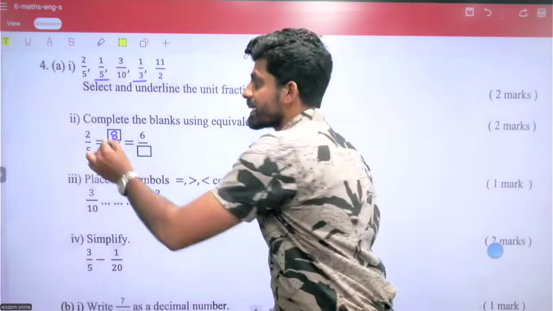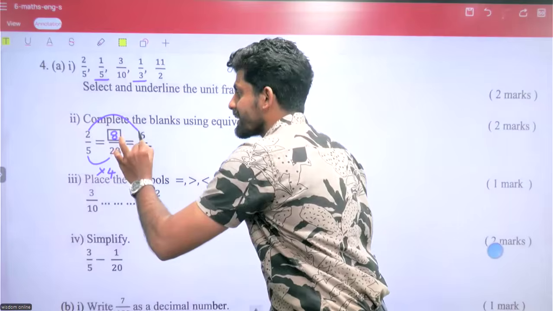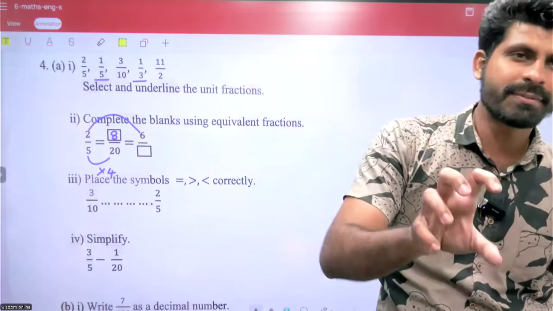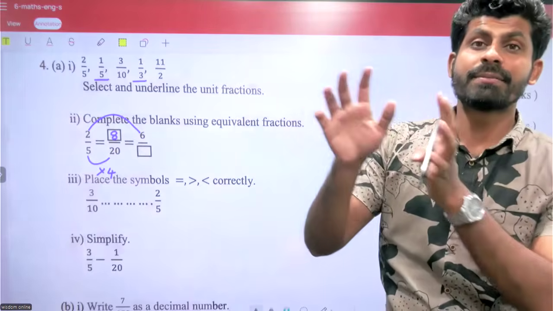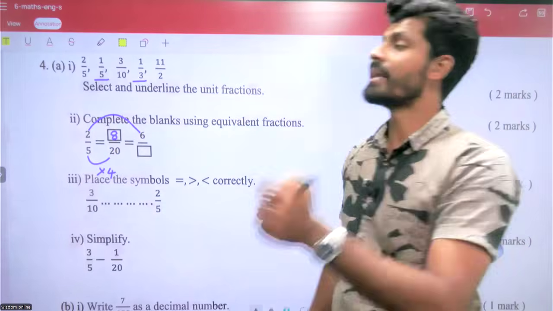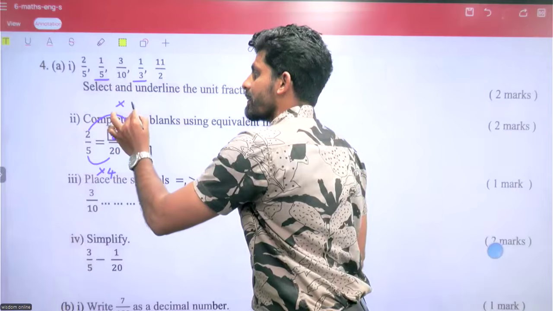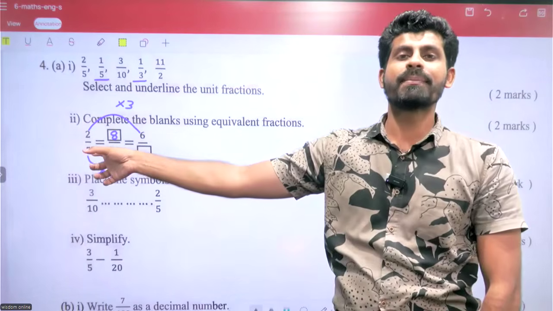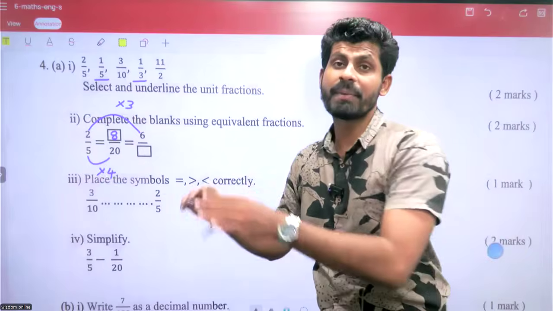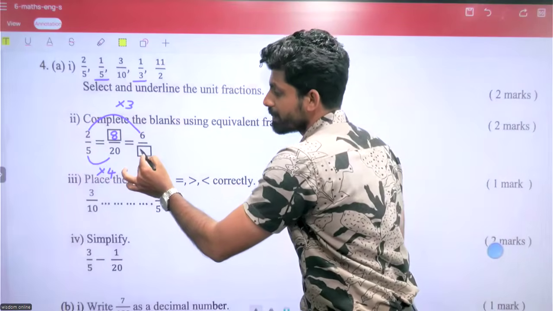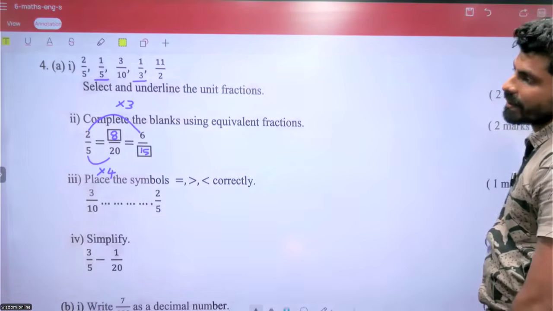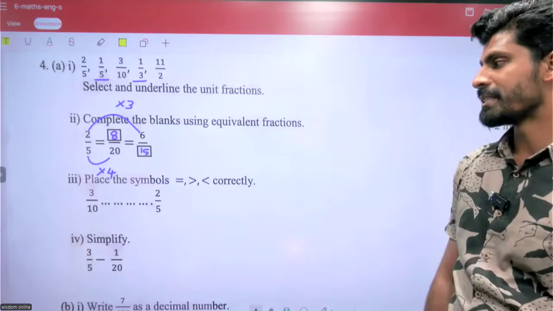Just consider 2 and 6. How to convert 2 to 6? That means multiply by 3. And the denominator also you need to multiply by 3. That means 5 multiplied by 3 means 15. Right? 5 multiplied by 3 means 15.